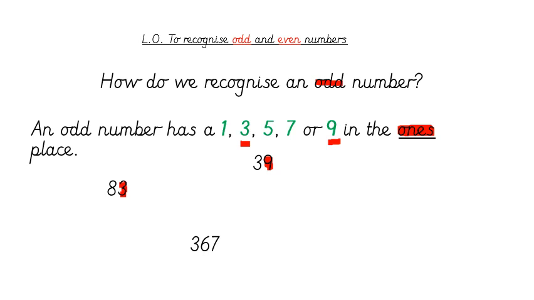367, there's 3 hundreds, 6 tens, and 7 ones, and 7 is an odd number. 11 has 1 ten and how many ones? 1 one, and 1 is an odd number. And last one, 5, there are no tens, but there are 5 ones, and 5 is an odd number.